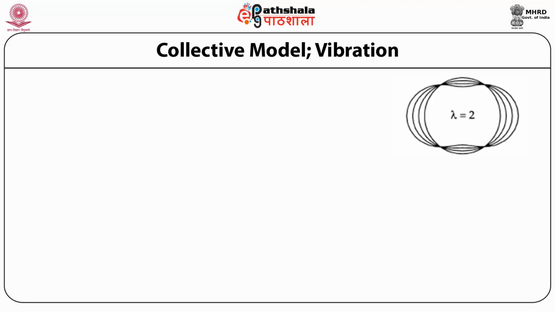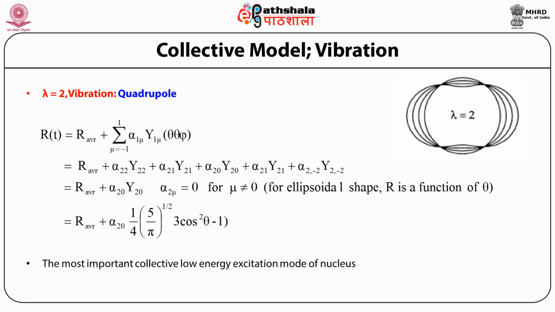In this slide, we are going to study the kind of vibrations corresponding to lambda is equal to 2. Now these kind of vibrations are called quadrupole vibrations. In this case, if we put lambda is equal to 2 in the expression for R, we get R(t) is equal to R average plus sigma mu is equal to minus 1 to 1, alpha 1 mu, Y 1 mu, theta phi. And if we expand the terms with respect to different values of lambda, then what we get?